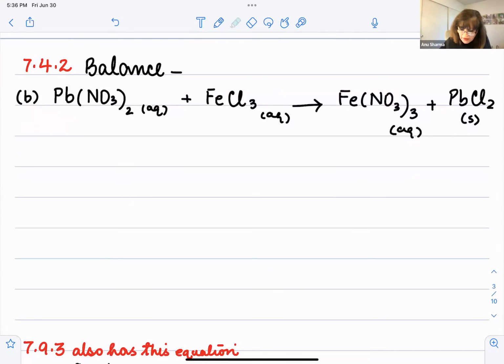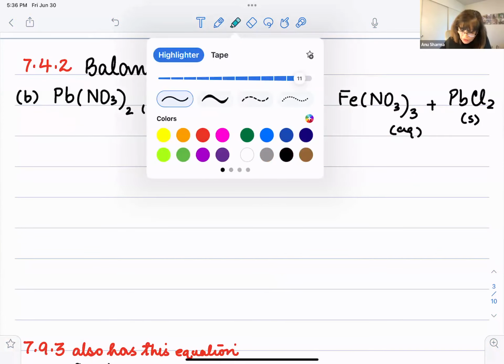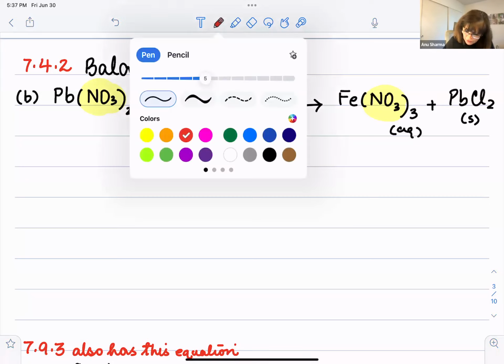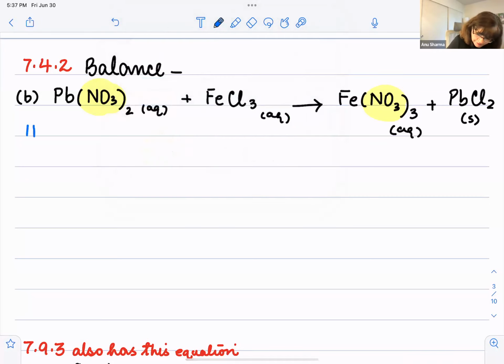Now here's something. For some reactions, if you recognize the polyatomic ions, it's good to leave them intact. So don't break them up into parts. So here you have 2 nitrates. Here you have 3 nitrates. So it's kind of obvious that they are not balanced. The rest of it, let's write this down. So we have 1 lead. We have 2 nitrates, NO3.